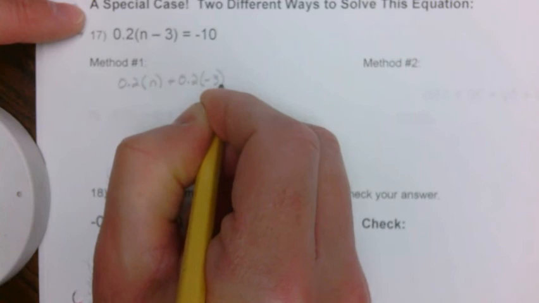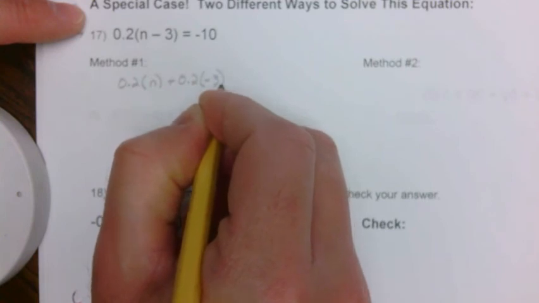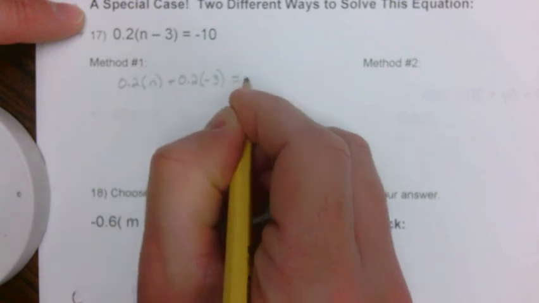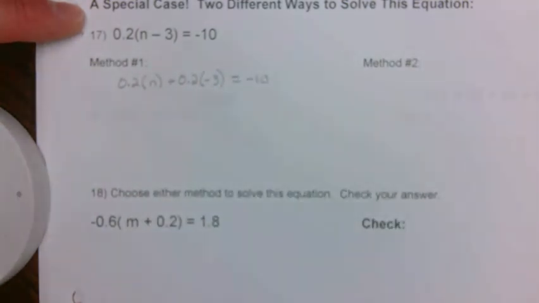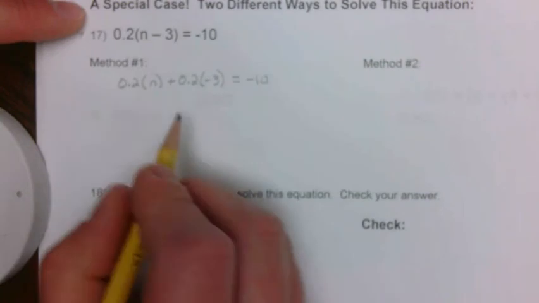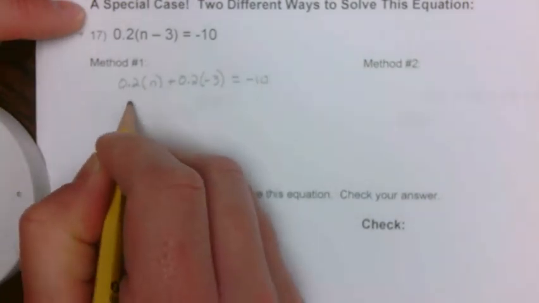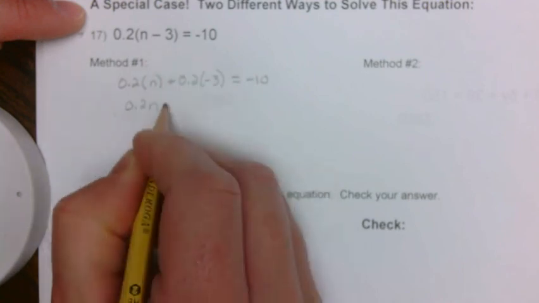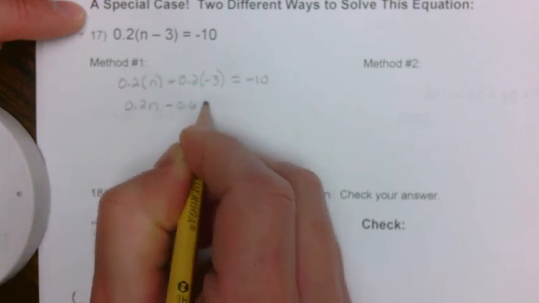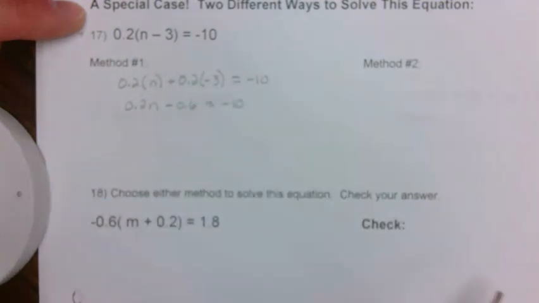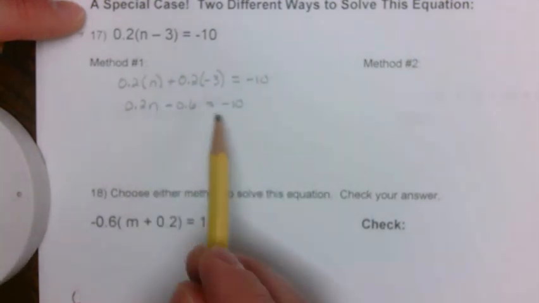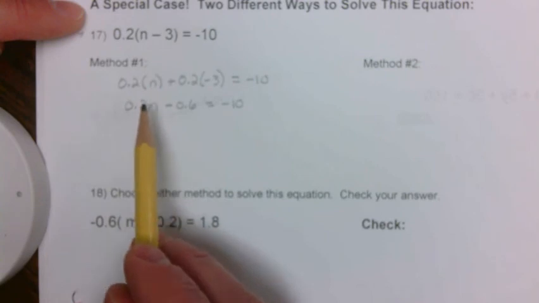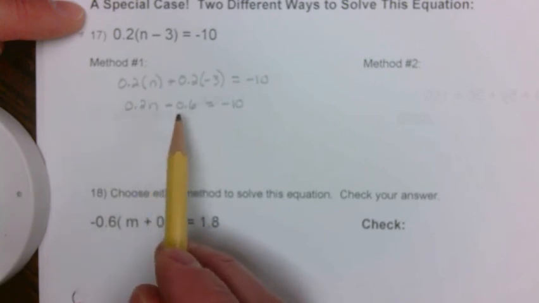Okay, and now the only difference from the last topic to this topic is now that it's equal to a number, equals -10. If we go ahead and do our multiplication, 2/10 times n is just 2/10 n. 2/10 times -3 is going to be -6/10, equals -10. And here is our two-step equation. Our variable term is on the left. The constant on the left is a -6/10.